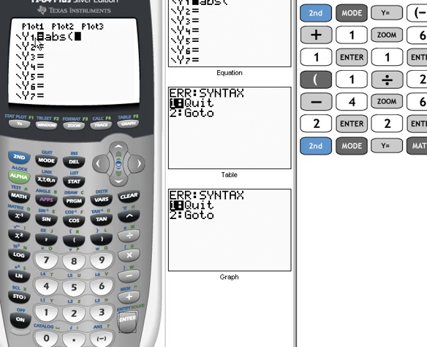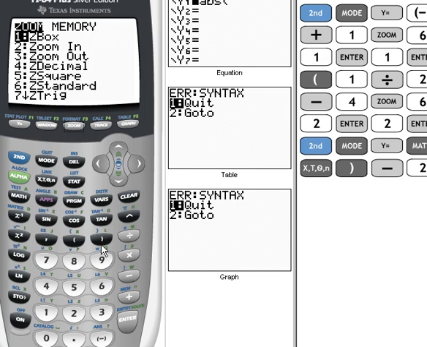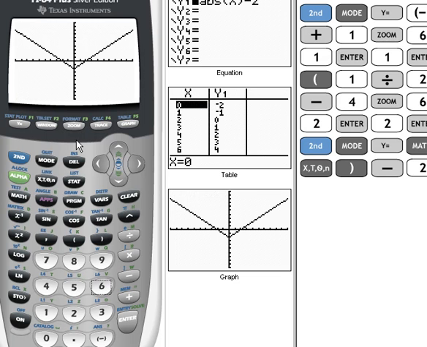So now on our y equals screen, we have absolute value. Now we need to tell it our variable x, and then close the parenthesis because x is all we're taking the absolute value of, and then minus 2. Now we have our equation in our calculator, so we're going to hit zoom 6 to be able to put it into a standard window. This is what the absolute value of x minus 2 looks like.